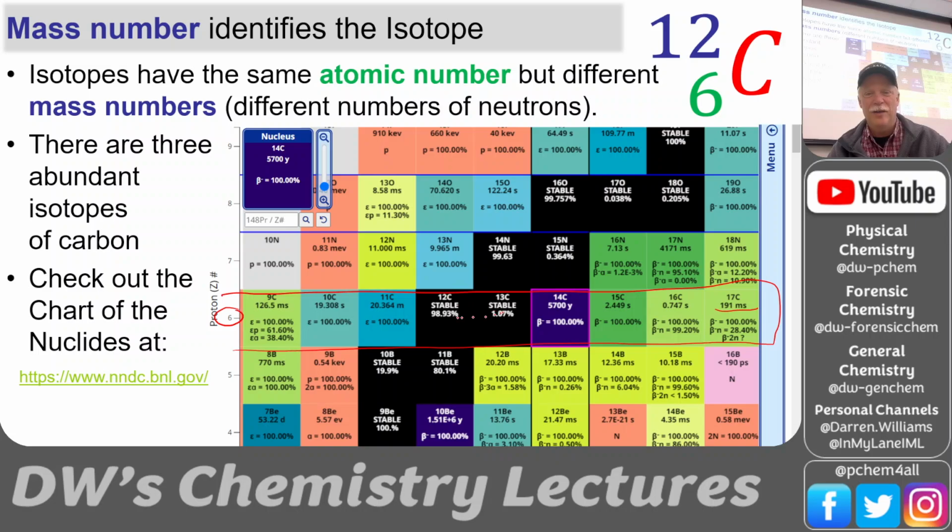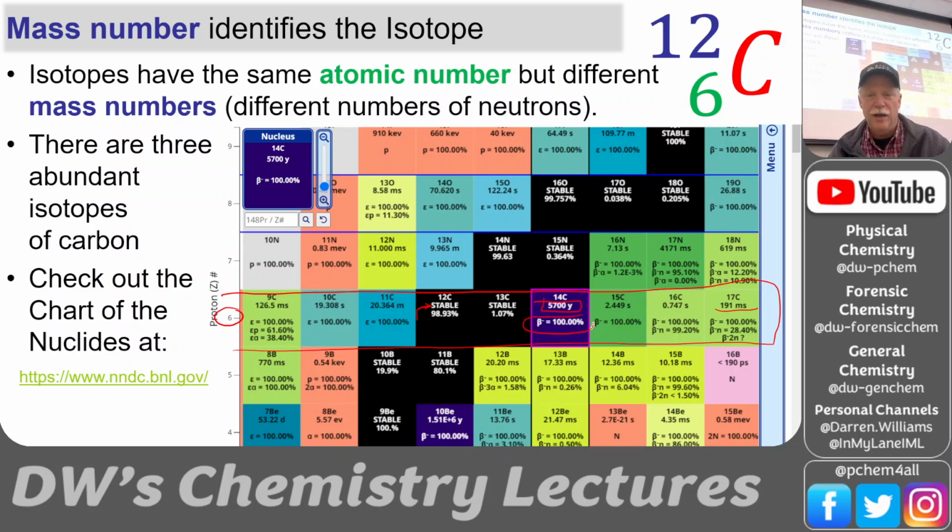But carbon 12 and carbon 13 are stable. So it has an unmeasurably long half-life. We call it stable. Carbon 14, 5,700 years. So in this chart of the nuclides, you can see the half-lives on all of those. You can also see how they decay.